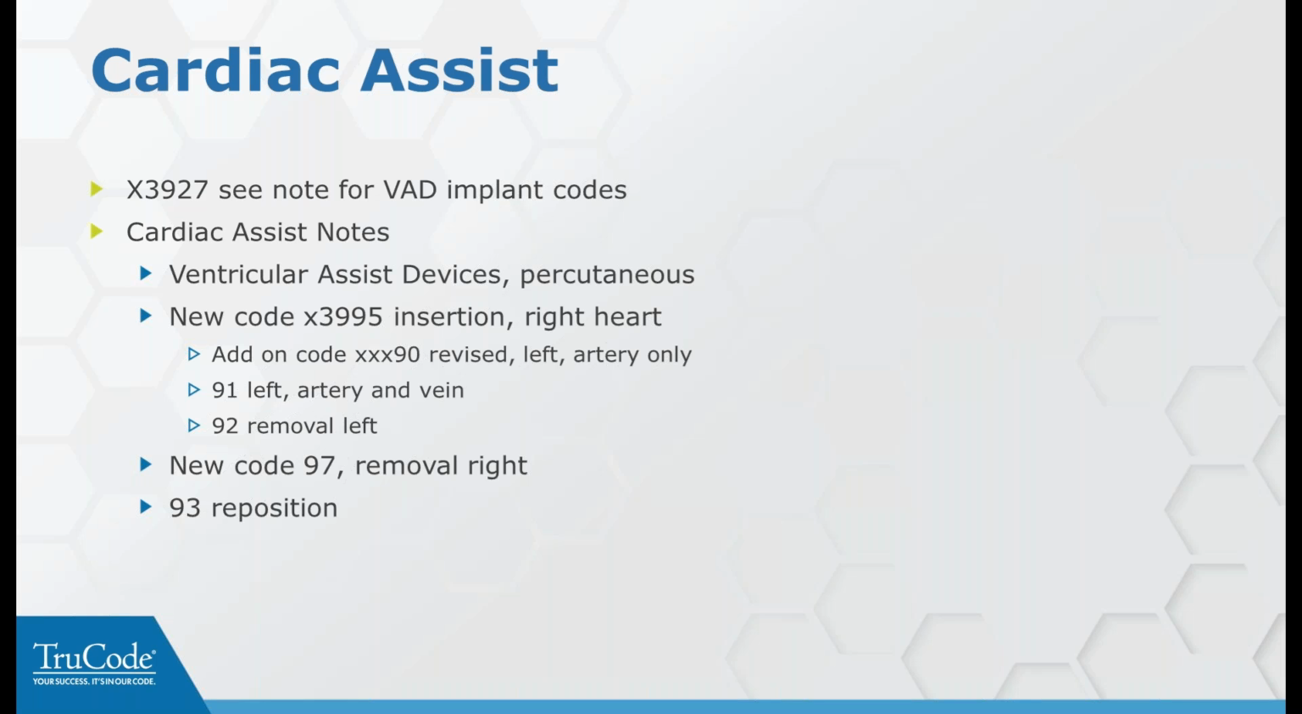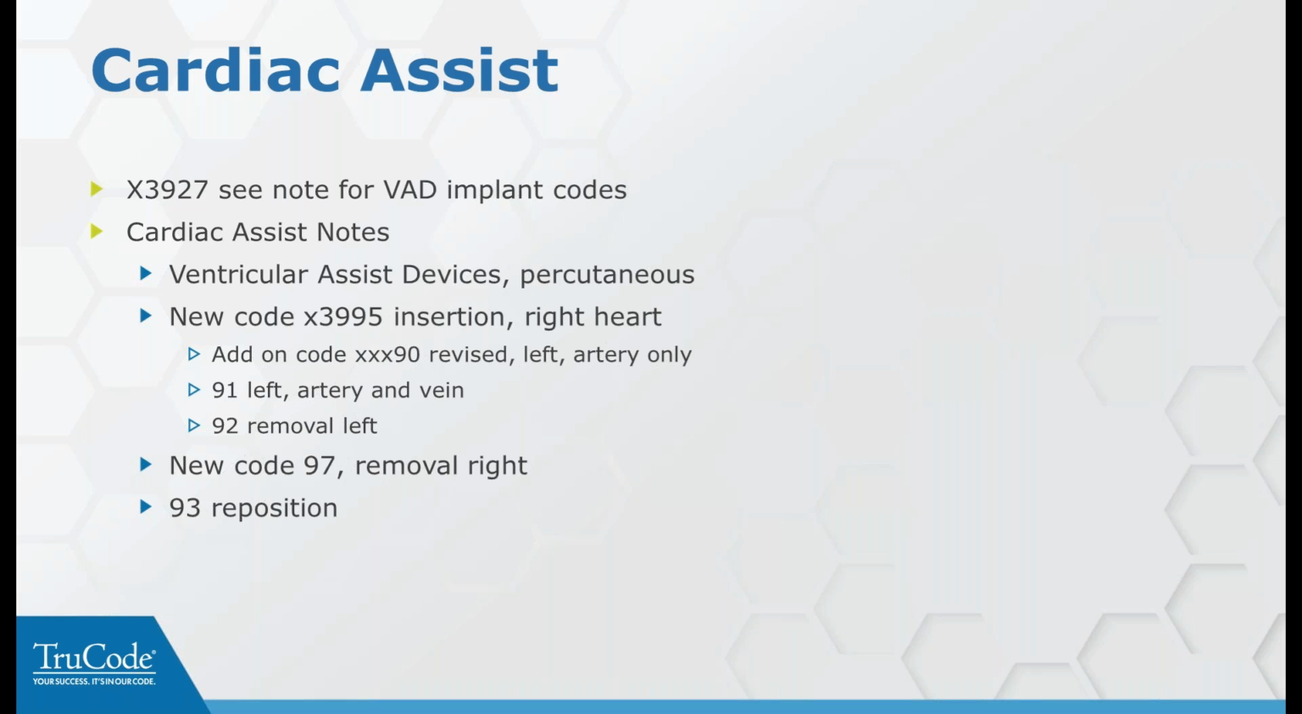And then 33992 is revised for the removal of the percutaneous left heart ventricular assist device, arterial and venous cannula. So it depends on the cannula there. So again, you do have these revised codes because they're divided into what side, and if it's venous access or arterial access. So that makes a difference in these codes there.